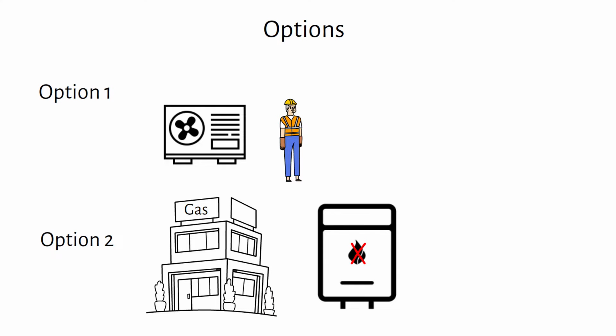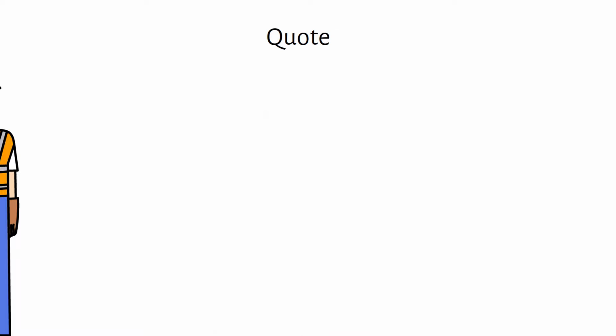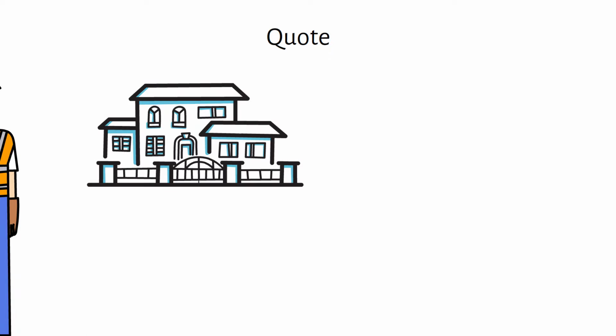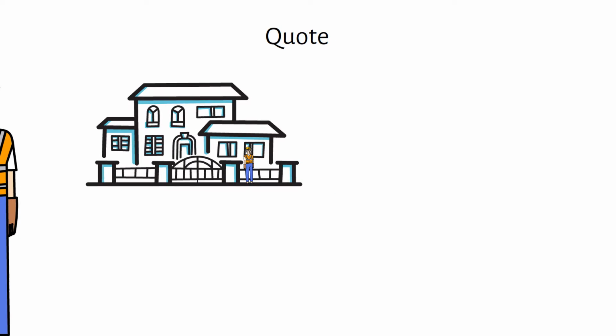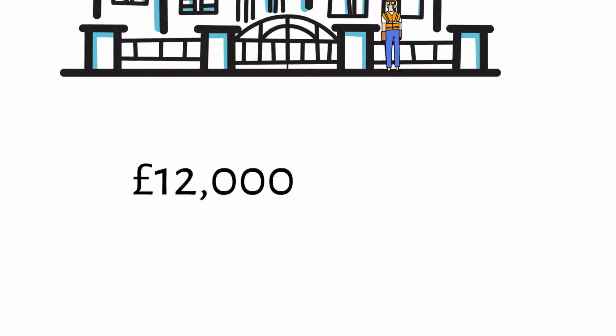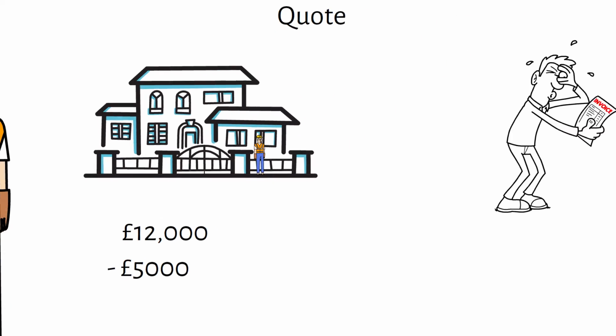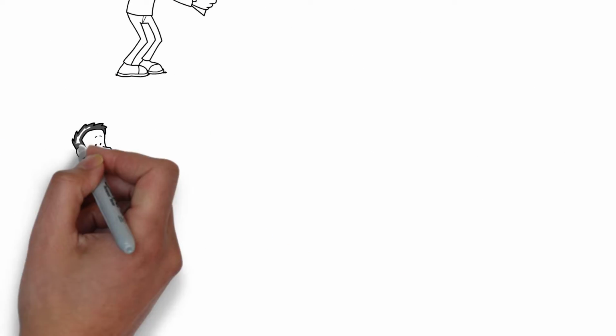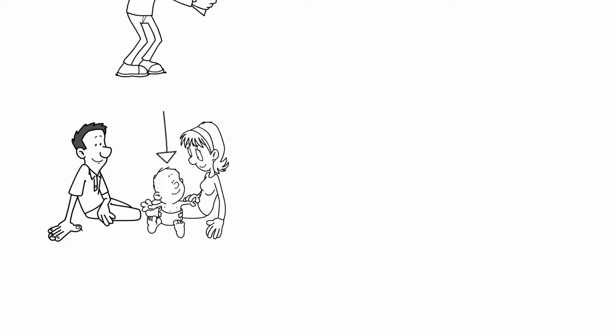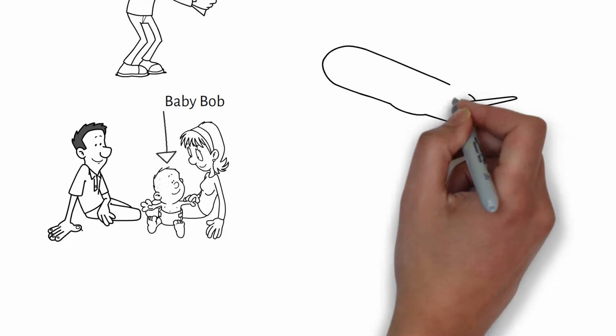Let's look at the air source heat pump. Bob wants to look at a quote for an air source heat pump. He's got an accredited installer to come round his house, which has quoted him £12,000. Bob thinks this is expensive, but Bob also knows that he has a £5,000 grant, which will make his install cost £7,000.